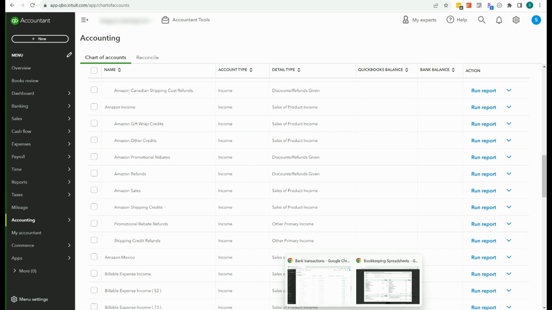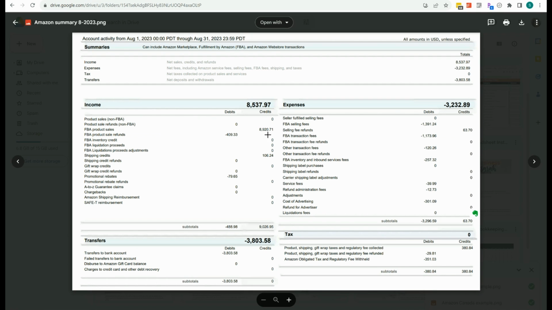So let me come back to here. So for example, for sales, we're going to combine this line and this line. So non-FBA and FBA are going to get combined, and those will make up our Amazon sales figures. Refunds, we've got this line and this line, the FBA refunds and the non-FBA refunds, and those will be combined together to form one line.